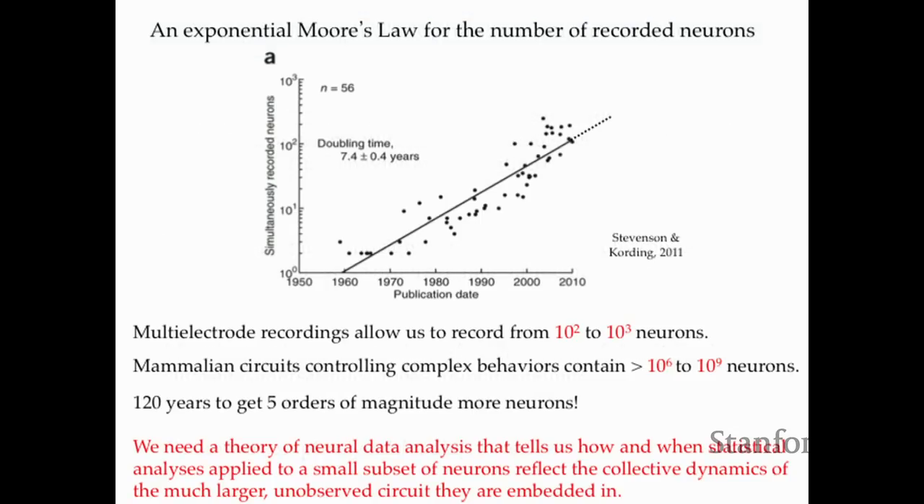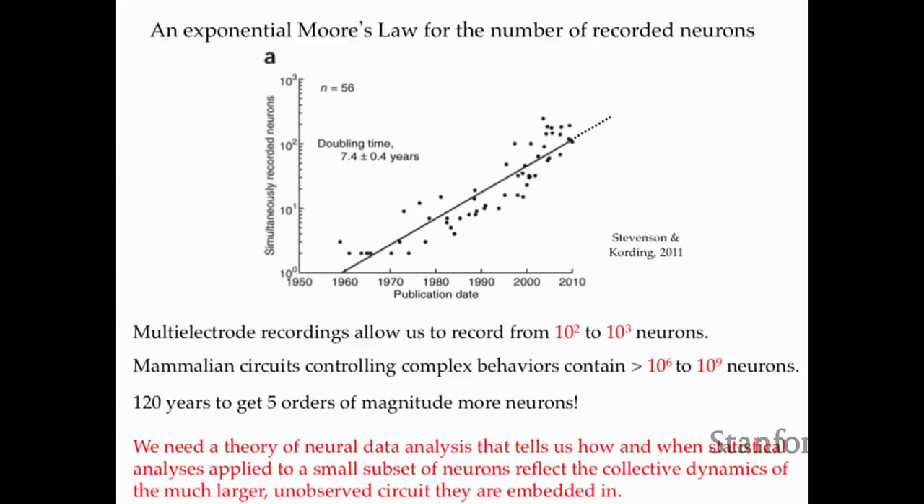Now, lest you think that there's just an experimental solution to this problem, while it is the case that recording technologies enable us to record more and more neurons, in fact, the number of neurons we can simultaneously record has been growing exponentially. This is a type of Moore's law type of growth. But the doubling time is about 7 years. Right now we can record 100 to 1,000. So it would take about 120 years to get 5 orders of magnitude more neurons to fully record entire neural circuits in complex mammalian brains controlling complicated behaviors. So we're going to be in this undersampled measurement regime for the foreseeable future.